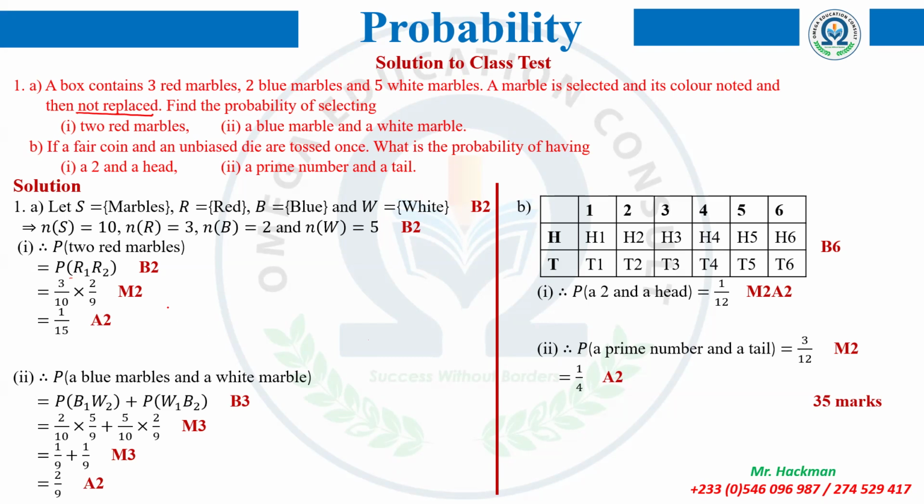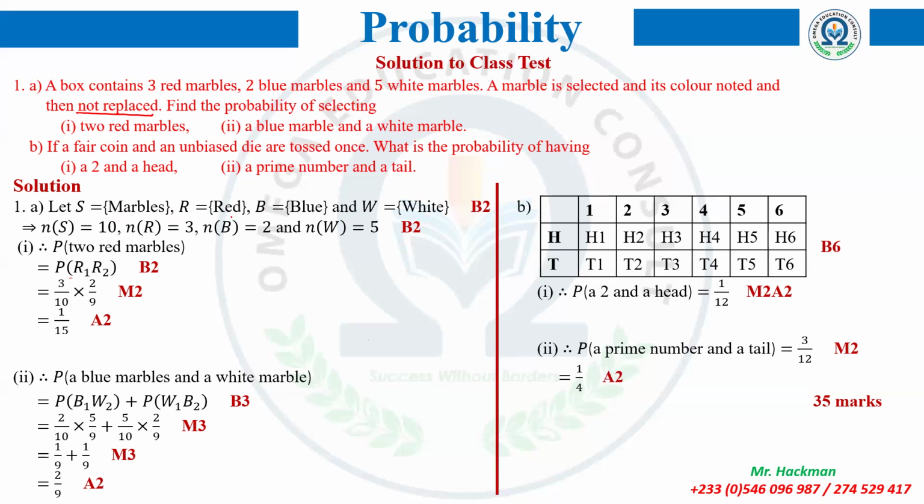So what do we do? Here we know we are dealing with a set of marbles. On that note, our universal set, which in probability happens to be the sample space, we are going to represent by S. So you write: let S be the set of marbles, R the set of red marbles, B the set of blue marbles, and W the set of white marbles. Remember, you don't see marbles there, but because these colors are subsets of your sample space, you should know that it happens to be marbles.